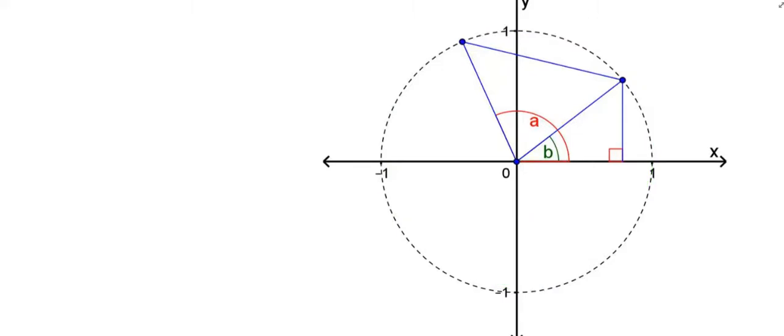How can I label? And notice that B here is this angle, like a terminal angle. So if I take that terminal arm and rotate it, angle in standard position, and I've rotated it B, that's going to take me to this point here. So what are the coordinates of this point?